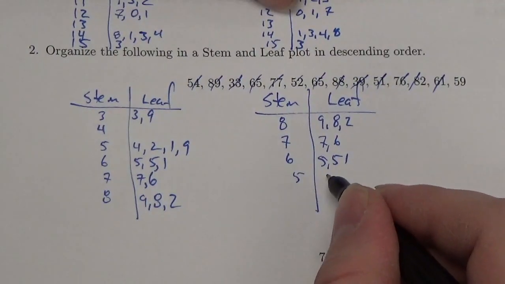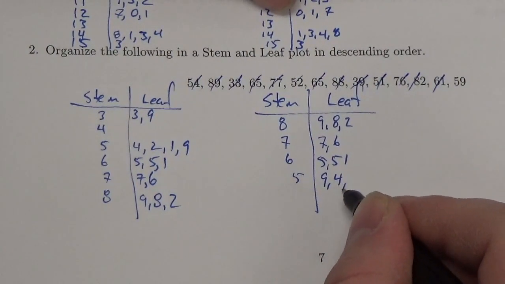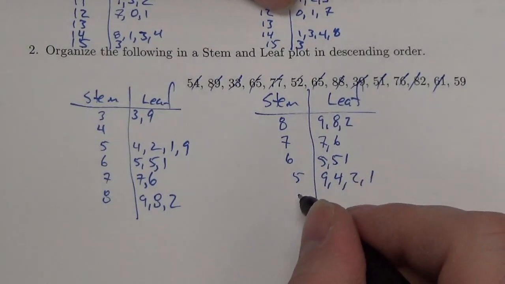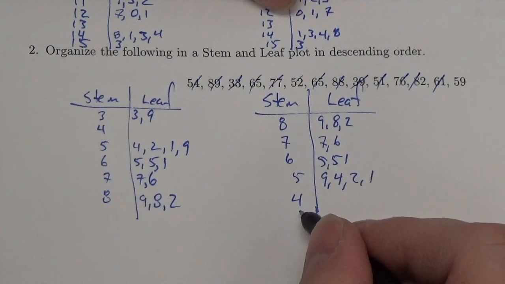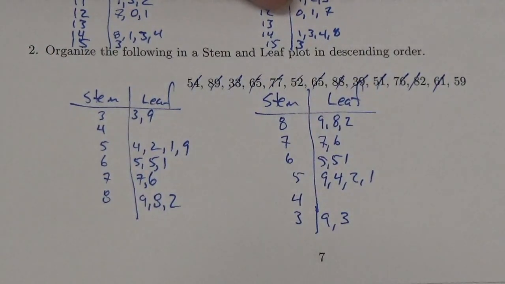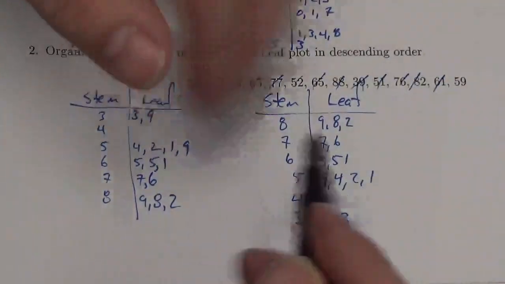Okay, the 5 wasn't. So 9, but it mostly was. 5, 9, 4, 2, 1. 4, I got nothing out of the 4. And then the 3, I've got to put that in the right order. 3 and then 9, 3. So all of my data is there. All of my two-digit numbers are there.